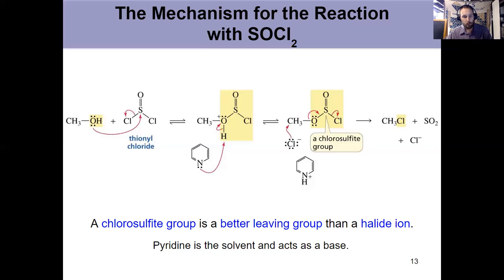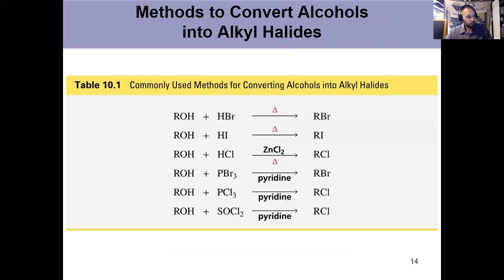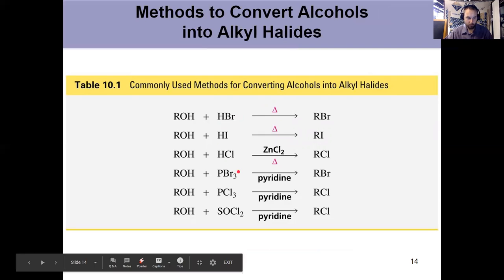Okay. So what we have thus far summarized nicely right here. Alcohol, HBr, HI, HCl, remembering that catalyst, the three reagents we just talked about, including pyridine as a solvent.